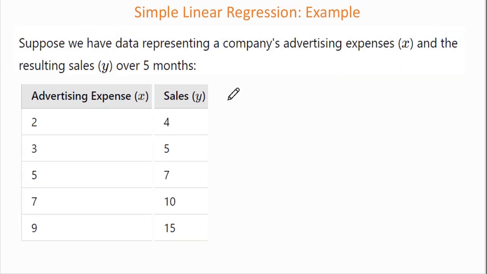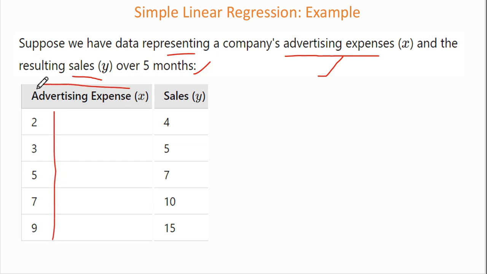Let us take the scenario of a particular company. That company spends some amount on advertising expenses, and based on advertising expenses that gives some results in sales, for example over 5 months. So advertising expenses are this column. This is one feature. This is called a feature. This is also called an independent feature. Okay, this is also called an attribute.